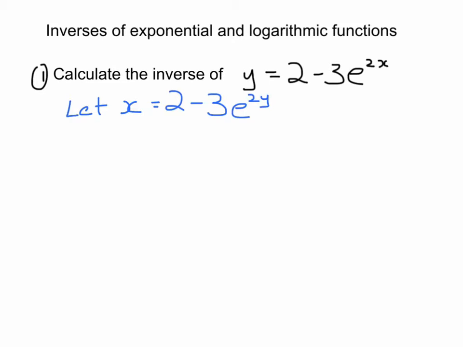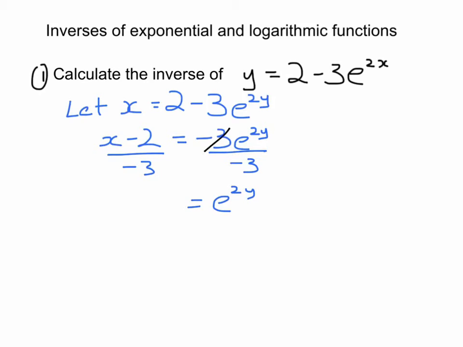And then here we want to solve for the new y. So my first step is to subtract 2 from both sides. That gives me x minus 2 equals negative 3e to the 2y. And then next I have to divide by negative 3. This will give me e to the power of 2y on the right. That's because these will cancel. And on the left, a little trick here. If that's a negative, then I can swap these order and change the signs around effectively. So I've got 2 minus x over 3.